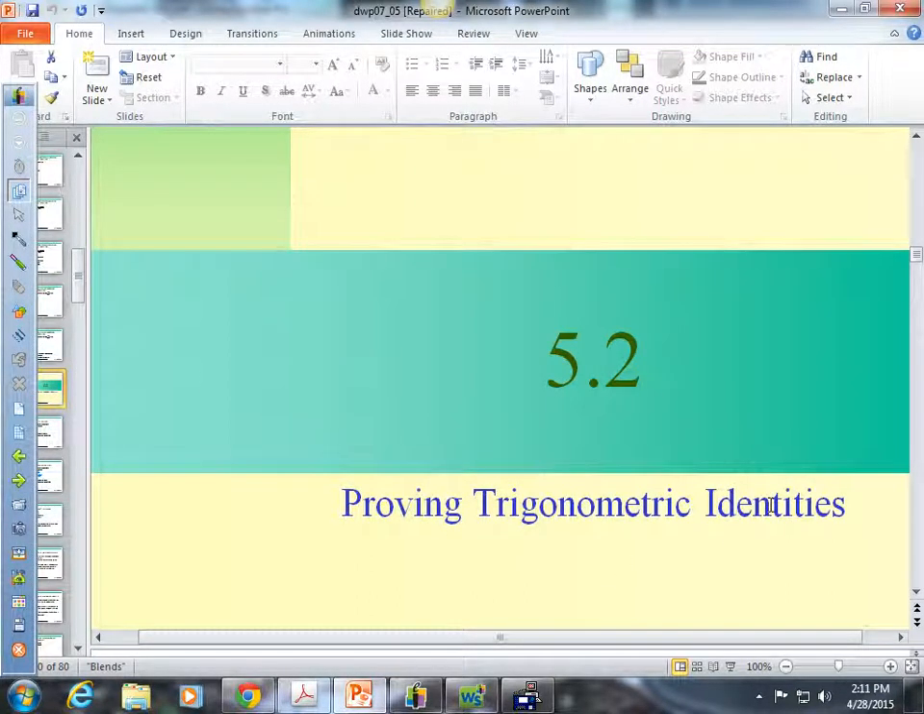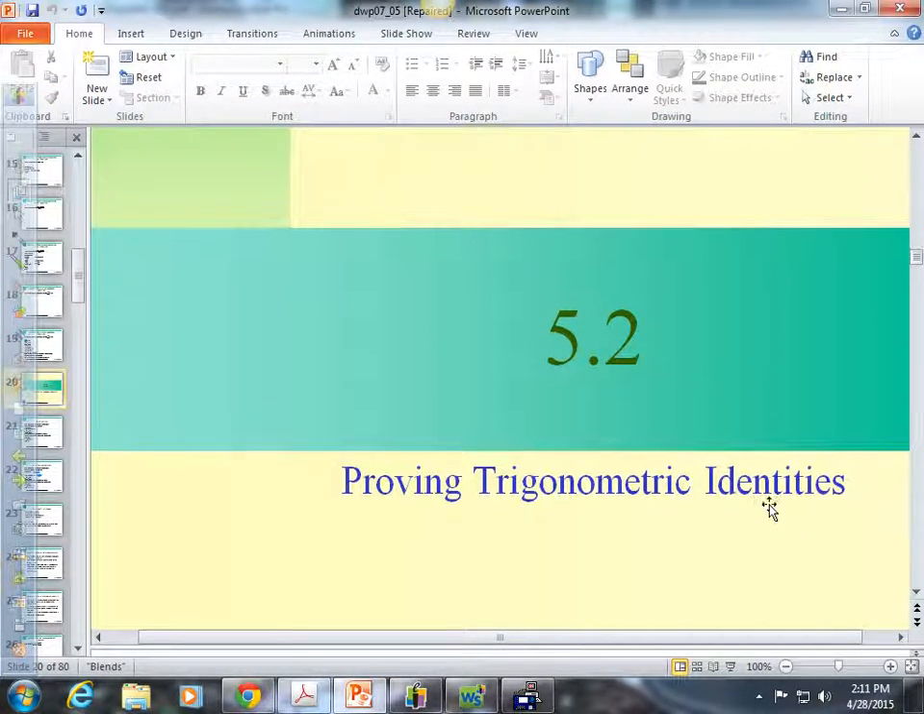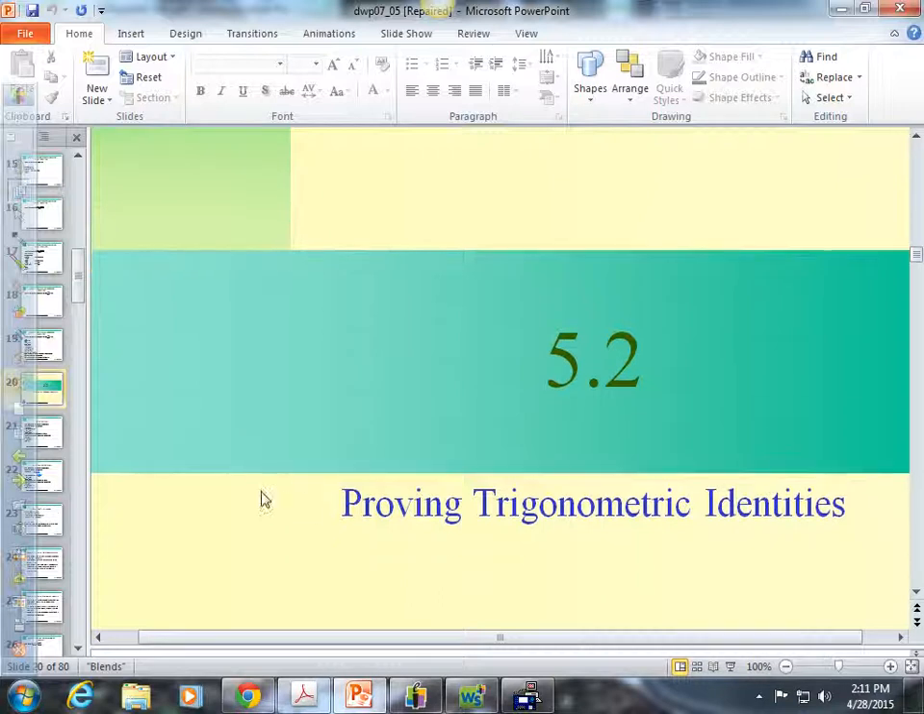What is an identity? What's an identity? It's an equation that is always true no matter what you put in for the variable. X plus x is always going to be equal to 2x, versus 2x plus 4 equals 8. That's only going to work for certain conditions. Identities are always true no matter what you plug in. And what we're going to be doing here is proving that one side of the equation is equal to the second side of the equation.